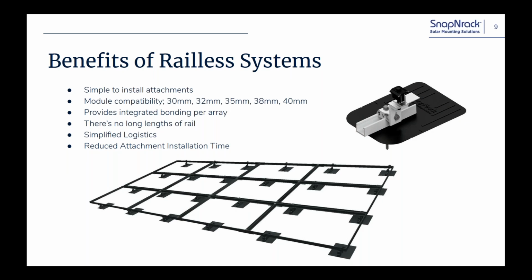So as we were talking about, the Railless systems are fairly simple to install as far as attachments go, and typically they are binned into specific module heights. And we just talked about the integrated bonding. You can kind of see there with that layout how the whole array is linked together and then bonded at the very end into the J-box. And then as far as logistics go, it's much simpler to transport boxes of hardware versus 13-foot long sticks of rail. Simpler in the warehouse for guys moving it around on the forklift.